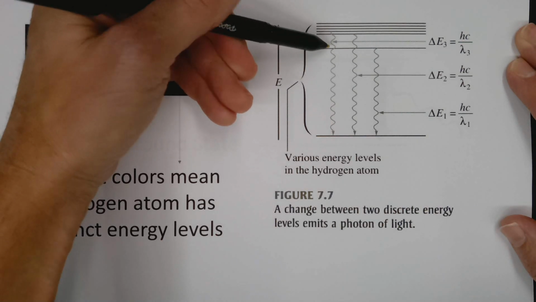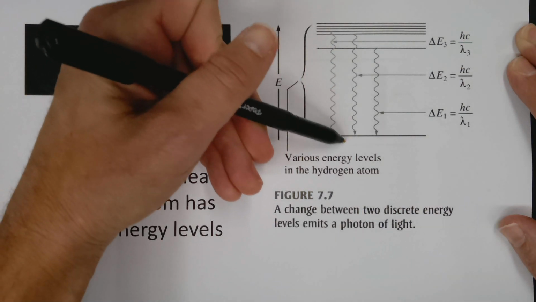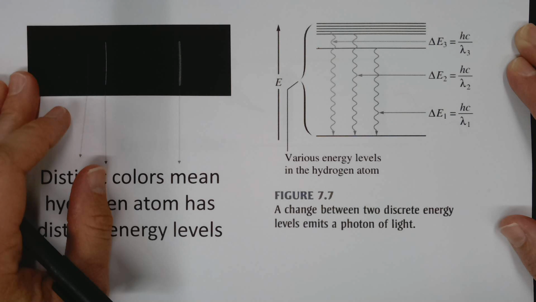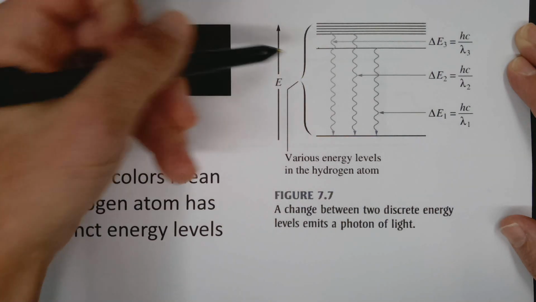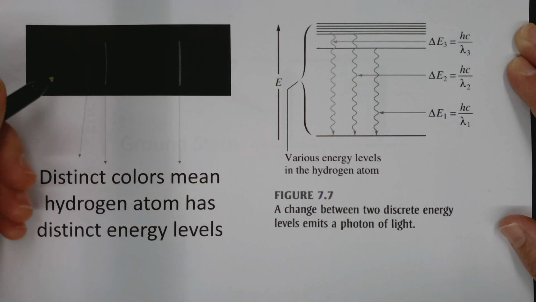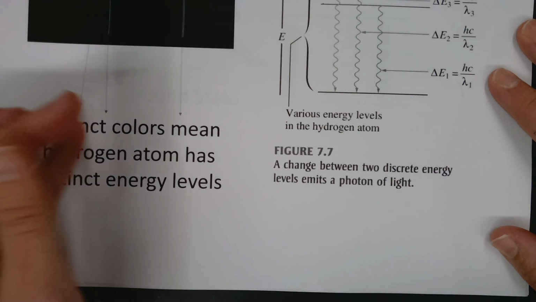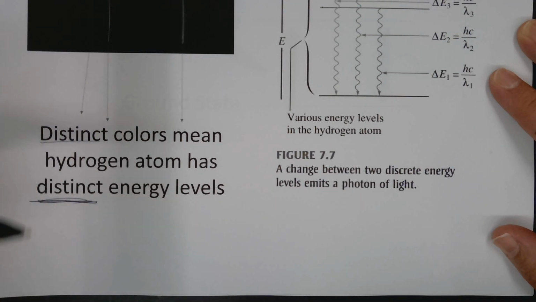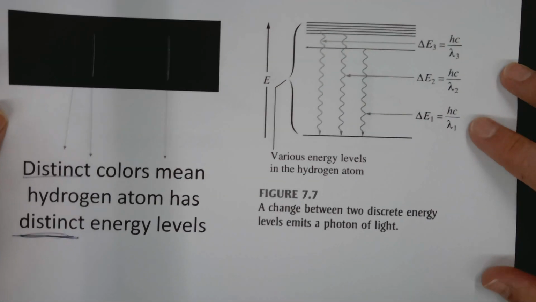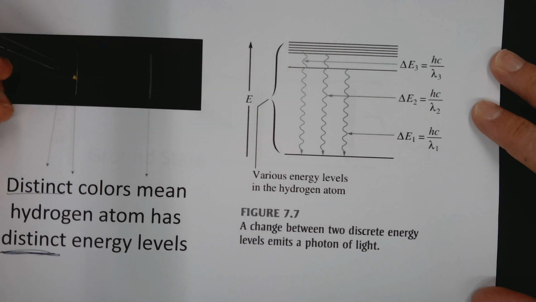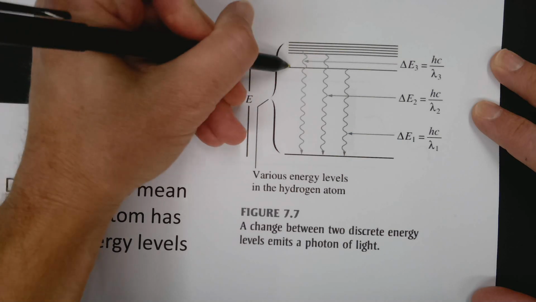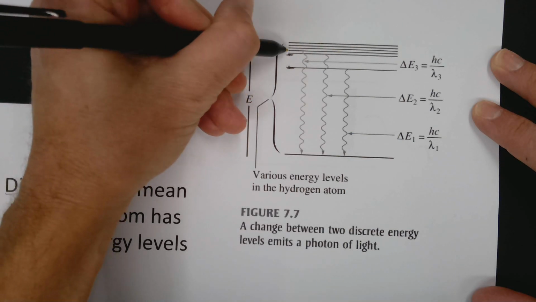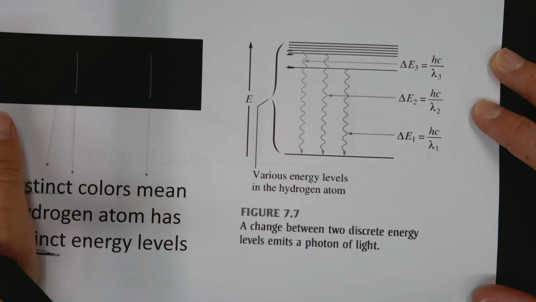And when the atom relaxes back down to the ground state, that extra energy has to go somewhere. And it's emitted in the form of light. Now, what do distinct colors mean? Distinct energy levels. Distinct means very specific energy levels. So we always see the same colors because there are very specific energy levels that the atom can go to.